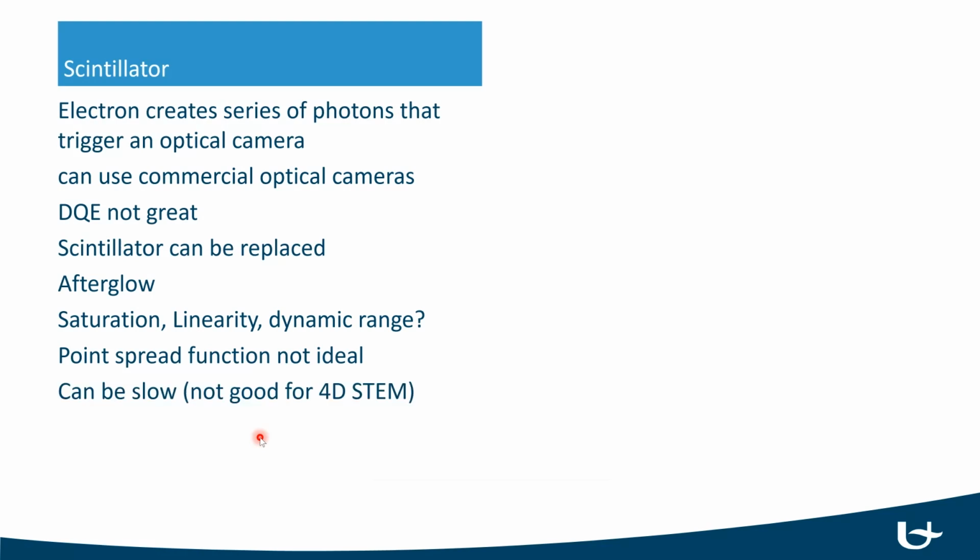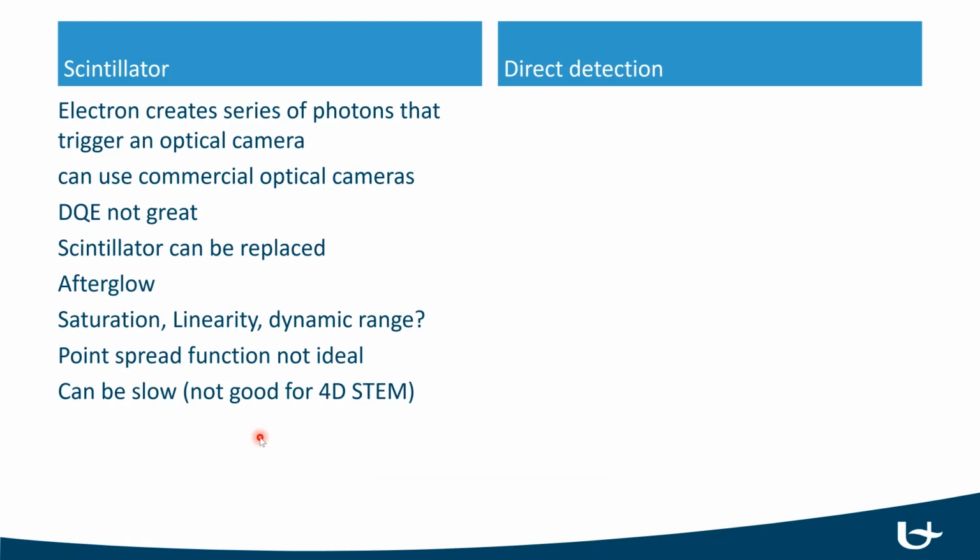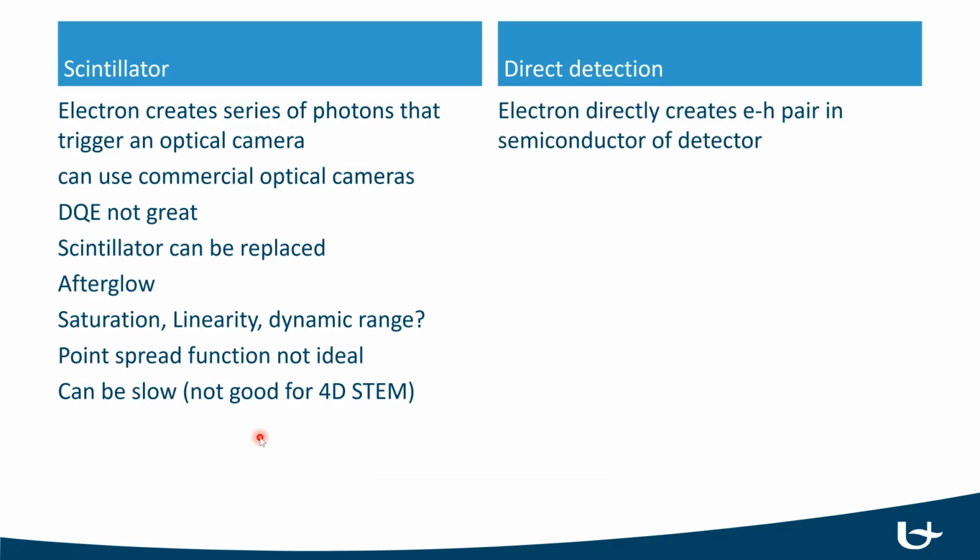Scintillators can be slow. There are very fast scintillators as well. And slow is not good for 4D STEM because you will be scanning the probe fast and you want to detect really fast changes. Then recently it's become more modern to use so-called direct detection, where basically an electron hits a semiconductor and creates an electron hole pair directly in the semiconductor of the detector. So there is no intermediate in first going from electron to photon. You directly go from electron to electron hole pair, which then creates an electric charge or a current, and which can electronically be converted into a signal that your computer can eventually read.